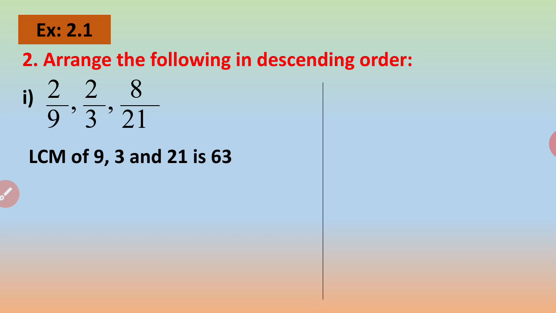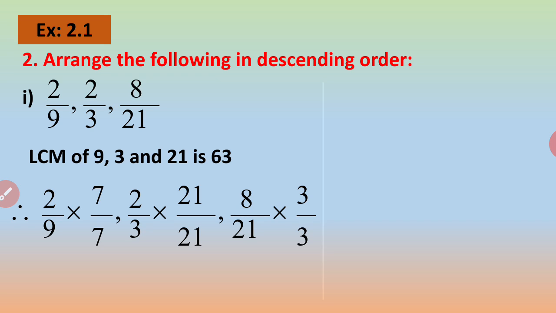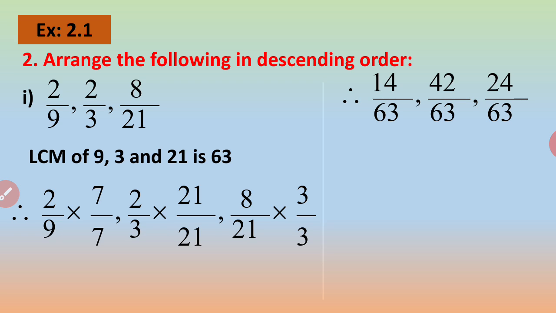Here the LCM comes out to be 63. Change the numerator and denominator in such a way that everywhere the denominator becomes 63. For that purpose, the first one is multiplied by 7, the second by 21, and the third one by 3. This is how we have changed all the denominators to 63. Make sure whenever you multiply, you multiply in the denominator as well as the numerator. This is how the value of the number doesn't change.